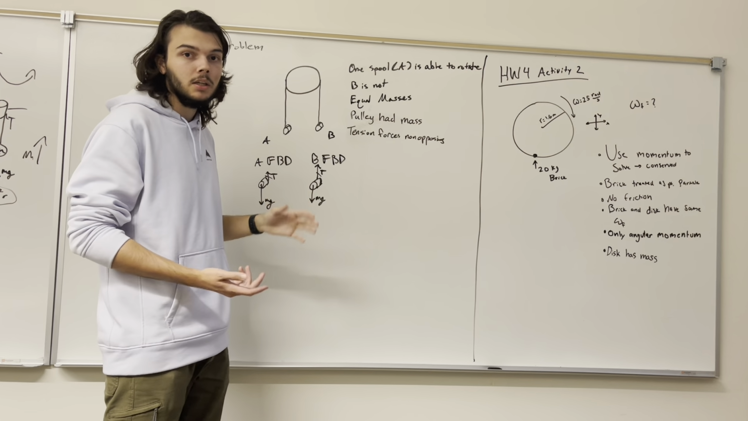The second problem that we decided to use to compare to our problem is homework activity 2 from homework 4. In the problem, we had a rotating disc similar to our problem, which could be seen as a turntable. However, this turntable had mass, unlike the problem that we were given for this activity. This turntable was given with a radius and an initial angular velocity, and we were told that there was a 20-kilogram brick placed directly on the edge of this rotating disc.